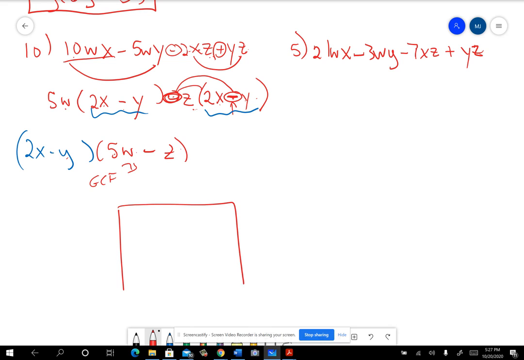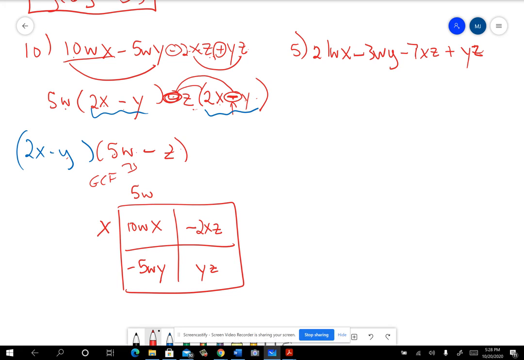So I want to use the box. It works. It's just I made a typo. This was 10WX. This was negative 5WY. This was negative 2XZ. And this was positive YZ. So I still will pull out the 5W, but then I have an X left, along with the 2. And if I pull out, let me turn that off for a second. Okay, and then if I pull out a 5W, that has to go together with a negative Y to make a negative 5WY.